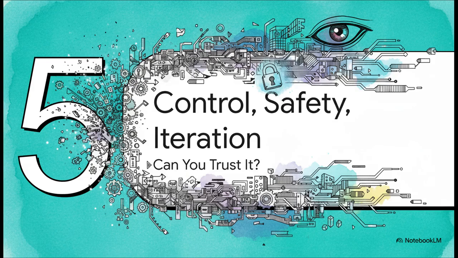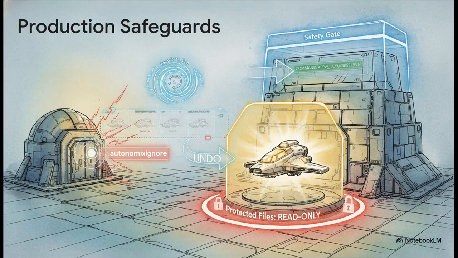All right, let's talk about the elephant in the room. An AI that can just go in and change your entire project? That sounds both amazing and, frankly, a little terrifying. So the big question is, can you actually trust it? How do you stay in control? This whole system was built with production in mind, so it has layers of safety. There's a safety gate that makes the AI ask for your permission before it does anything risky. It has a checkpoint system so you can instantly undo anything. You can even use an ignore file, just like with Git, to tell the AI, hey, don't ever touch these files. You are always, always in the driver's seat.